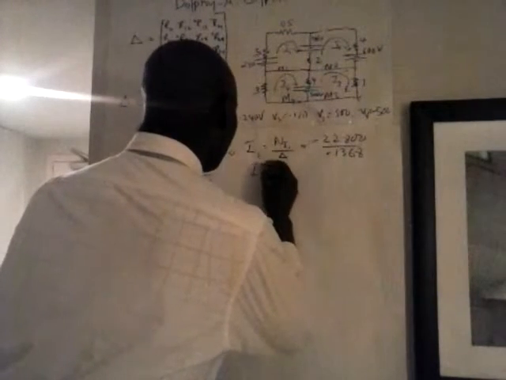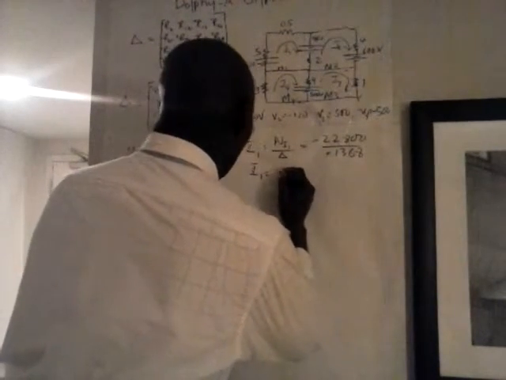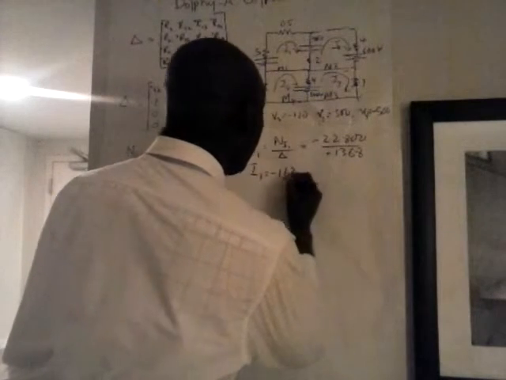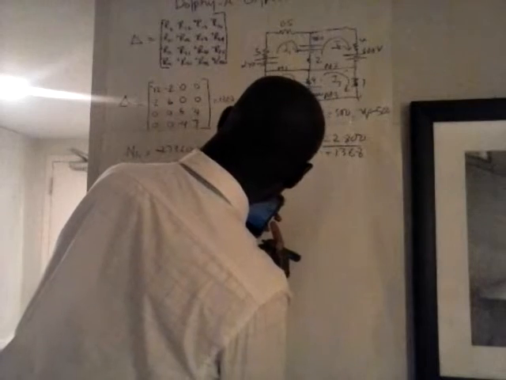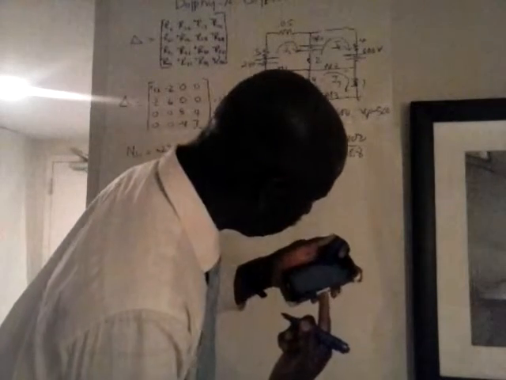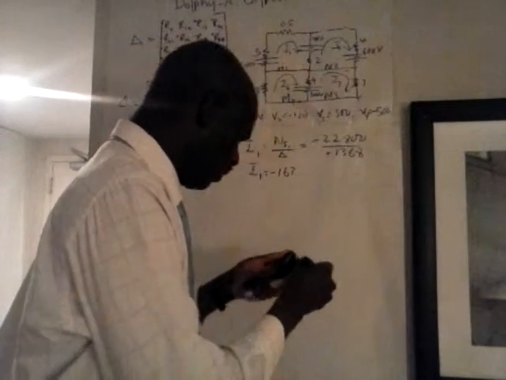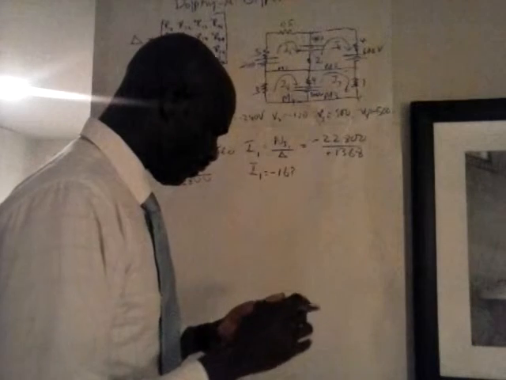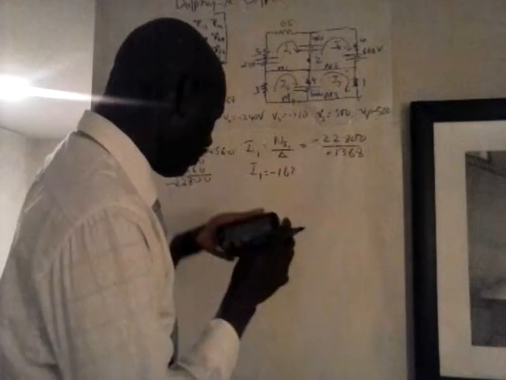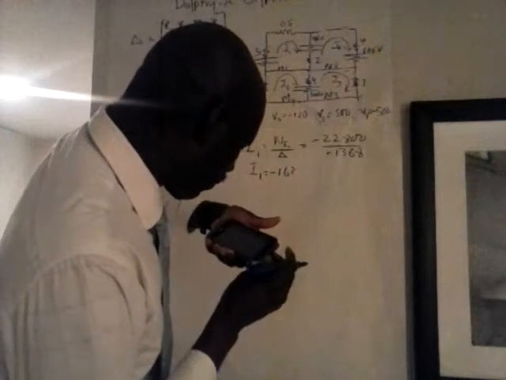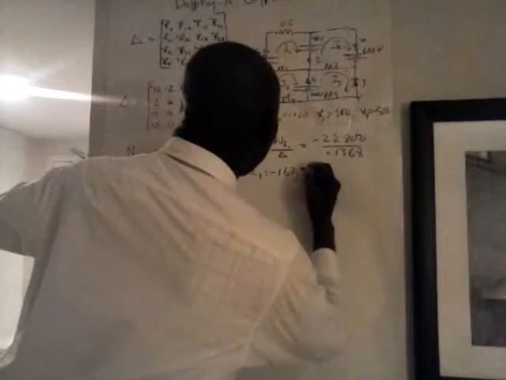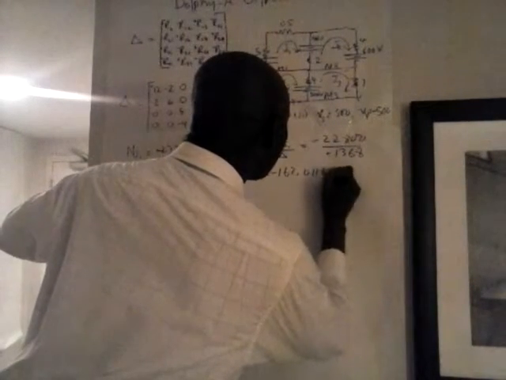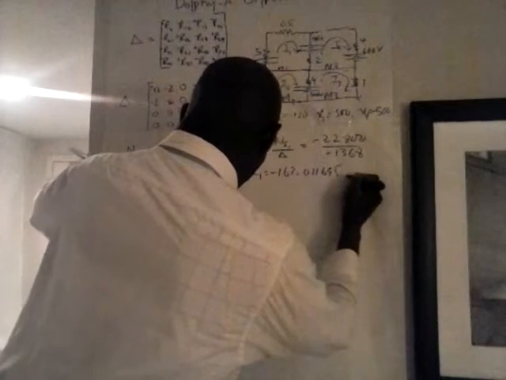So I1 is equal to minus 16.3, and that takes on the negative, plus and minus. 0.1169.5, 0.11695, and so on. So all the digits there.